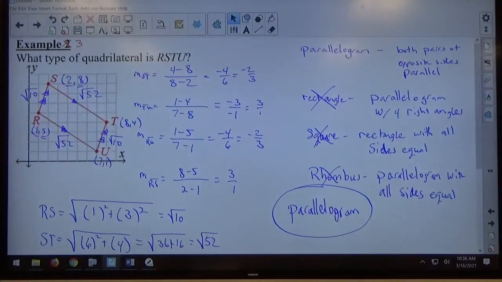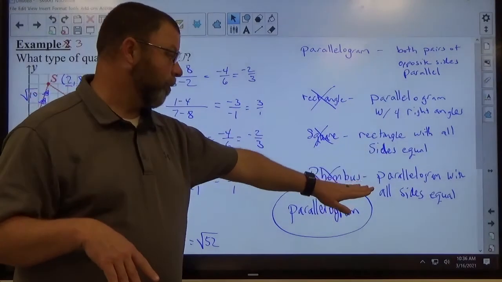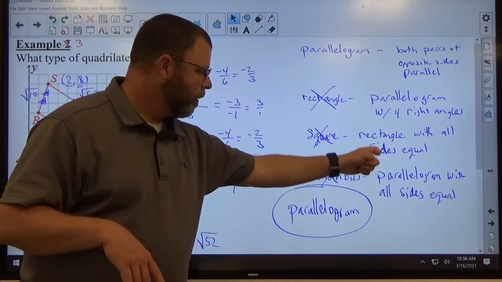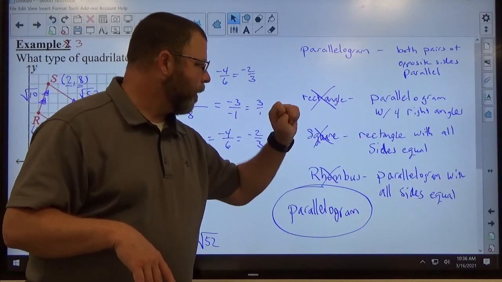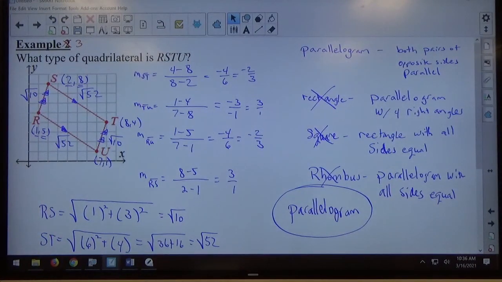So again, parallelogram is the most basic parallelogram. Rectangle has all right angles. A square has right angles and equal sides. A rhombus has no right angles but equal sides. Actually, a rhombus could have right angles, but a generic one doesn't have to have right angles. So all sides equal. If right angles and sides equal, then you've got a square. So that'd be how to establish what quadrilateral it is. All right, that's how you do that.